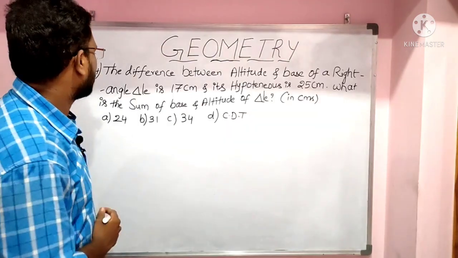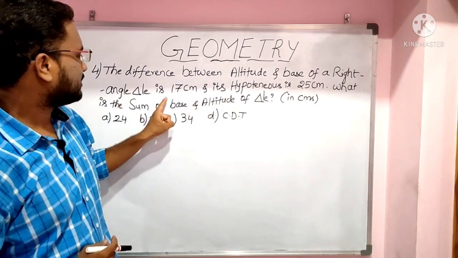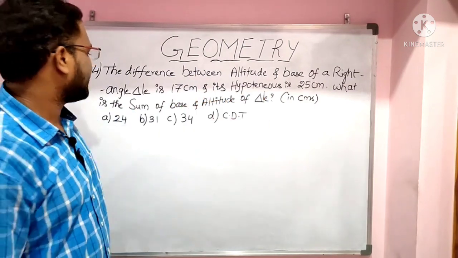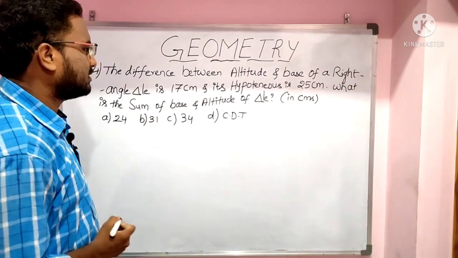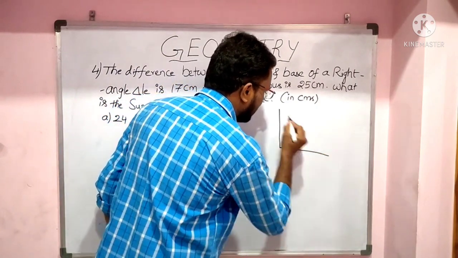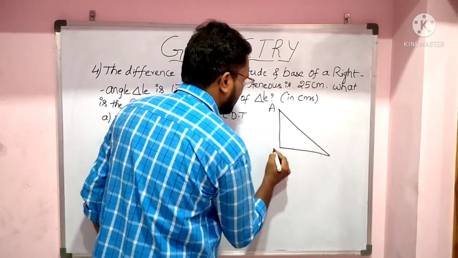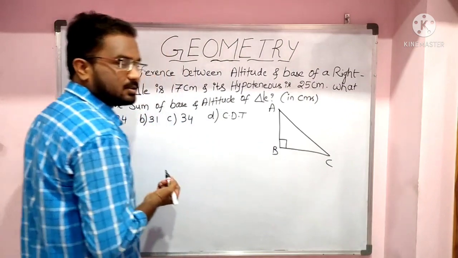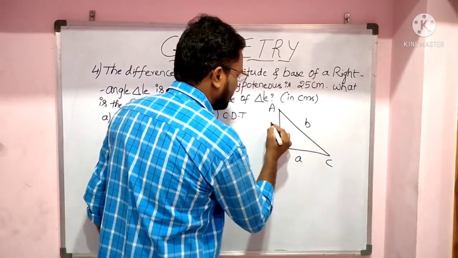Next problem. The difference between altitude and base of a right angle triangle is 17 centimeters and its hypotenuse is 25 centimeters. What is the sum of base and altitude of the triangle? Okay, so let's take a right angle triangle ABC. This is 90 degrees. Angle B is 90 degrees. Now let us say this is a and this is b and this is small c.